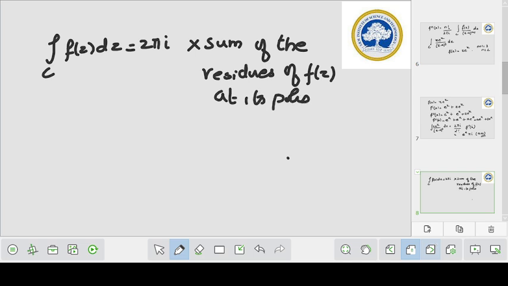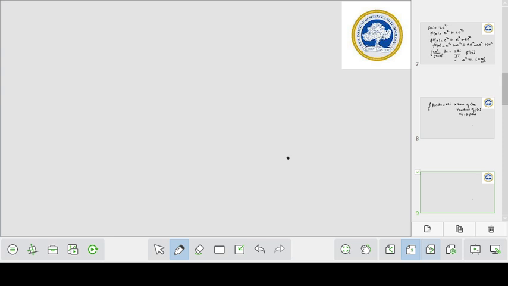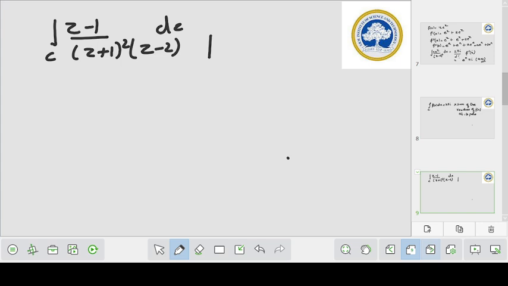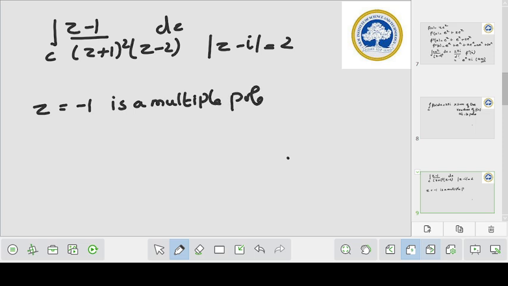Let us see one simple example in this type. Evaluate the line integral over C of (z minus 1) by (z plus 1) the whole square into (z minus 2) dz, where C is the circle modulus of z minus i equal to 2. Now you have to consider two components here. First, by equating the denominator to 0, z equal to minus 1 is a multiple pole of order 2, and z equal to 2 is a simple pole.